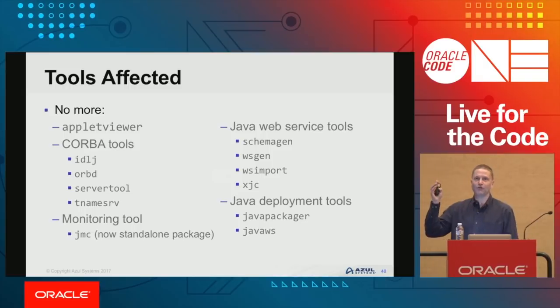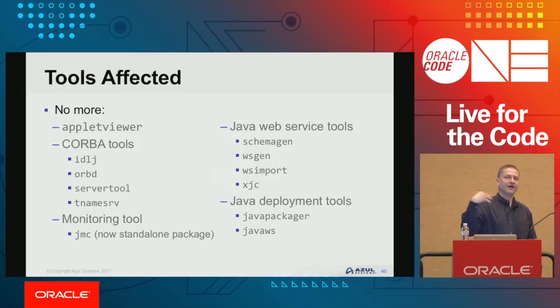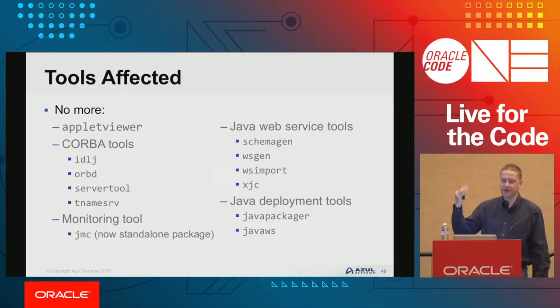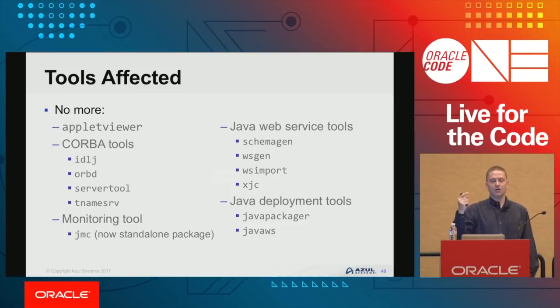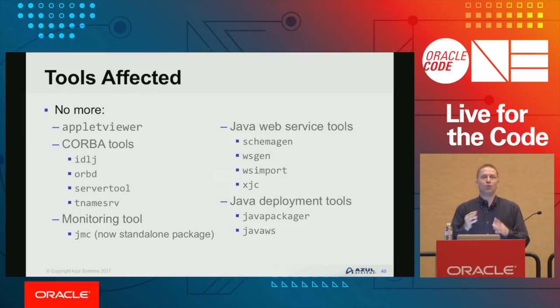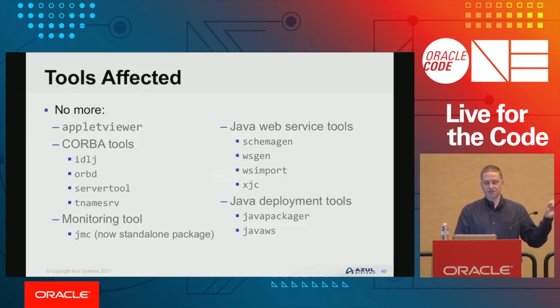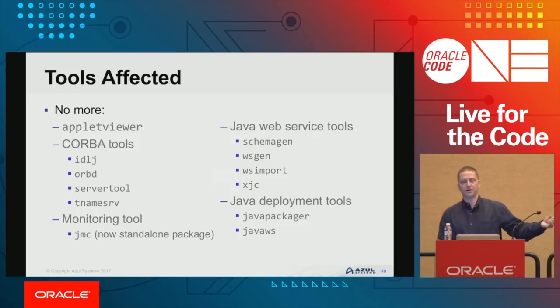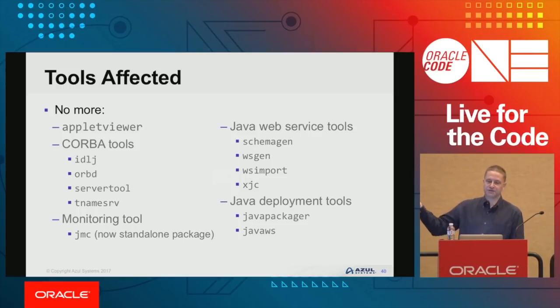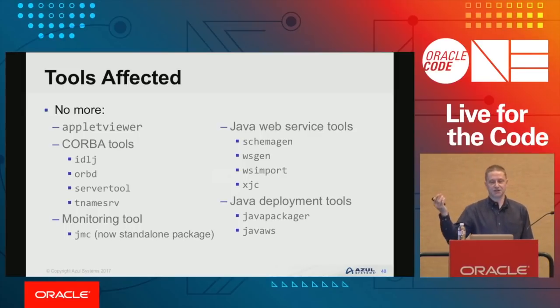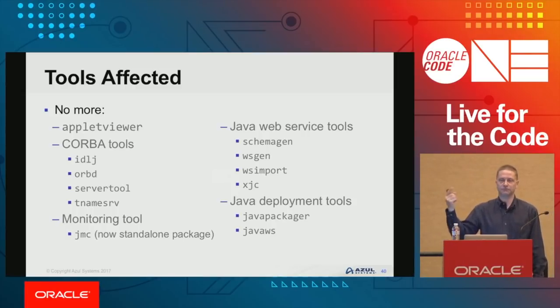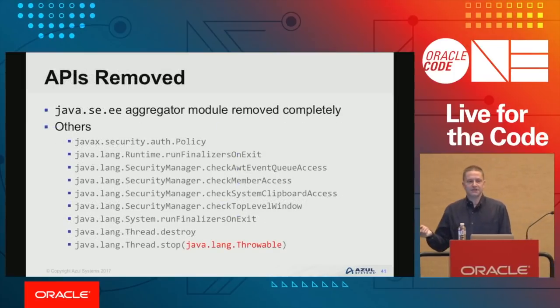So the removal of applet support, there's no more applet viewer. The Corba module is going away, the IDLJ, ORBD, server tool, tnameserv have gone away. JMC, Mission Control, although that's been open sourced, is now available as a standalone package that's not shipped with the OpenJDK binary. Java Web Service has gone away, so schemagen, wsgen, wsimport, xjc, and the deployment tools, both Java Packager and Java Web Start, javaws, are all removed as well.